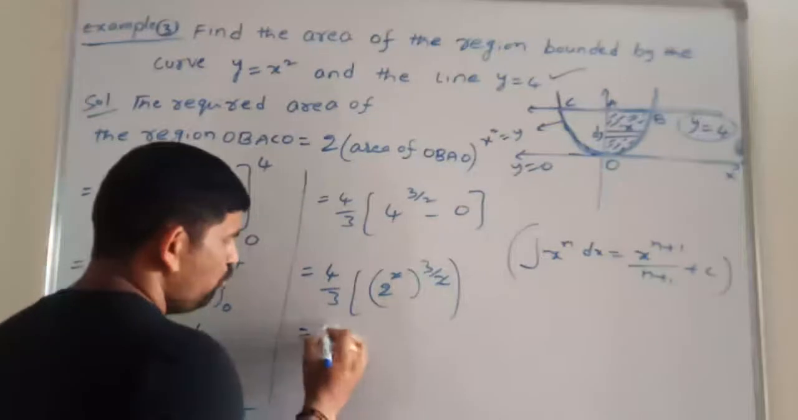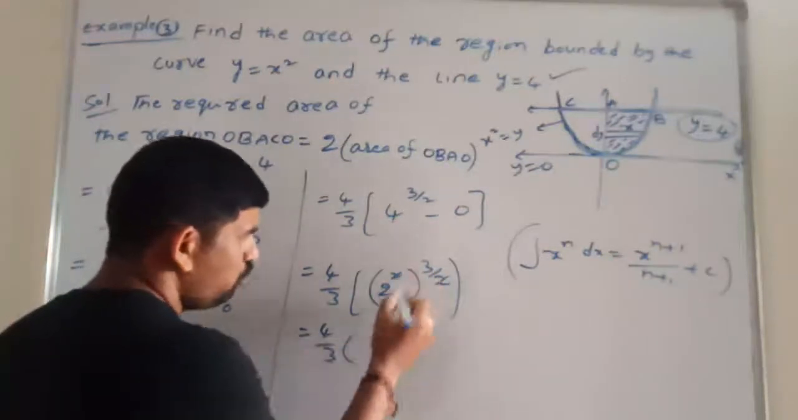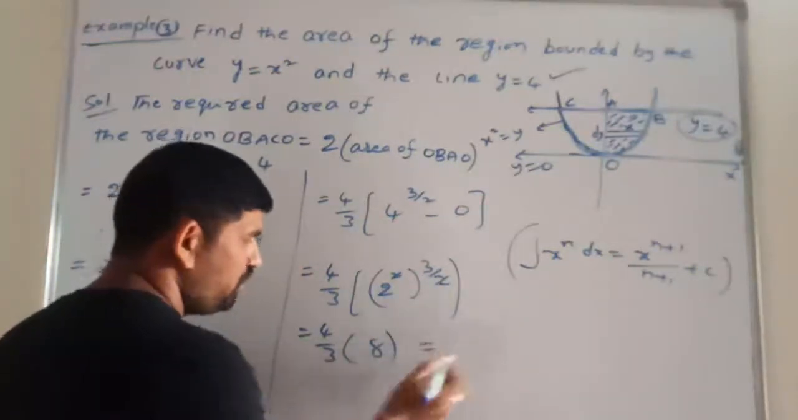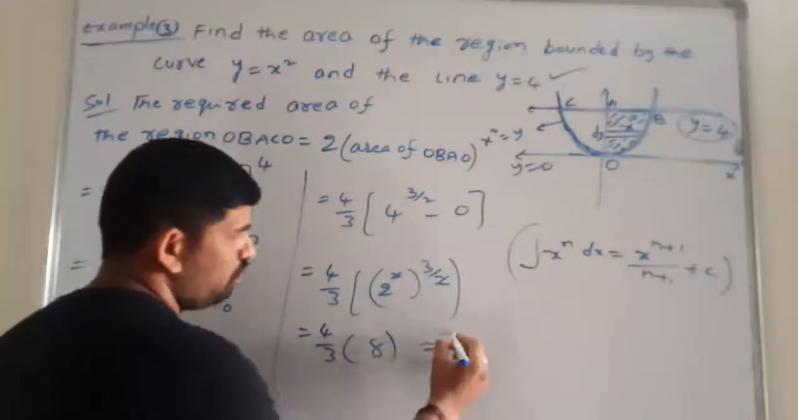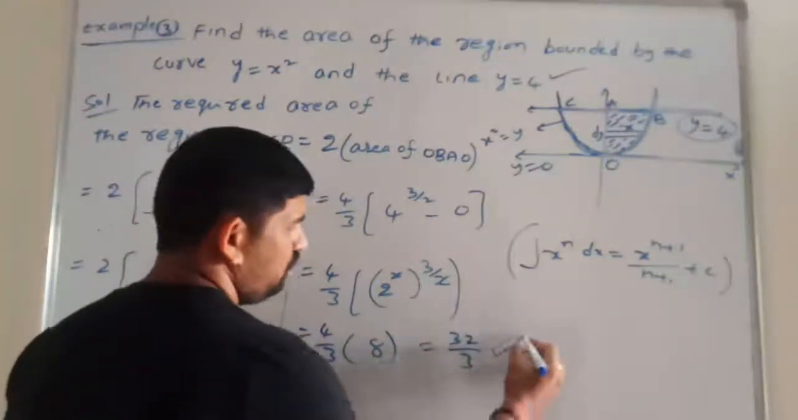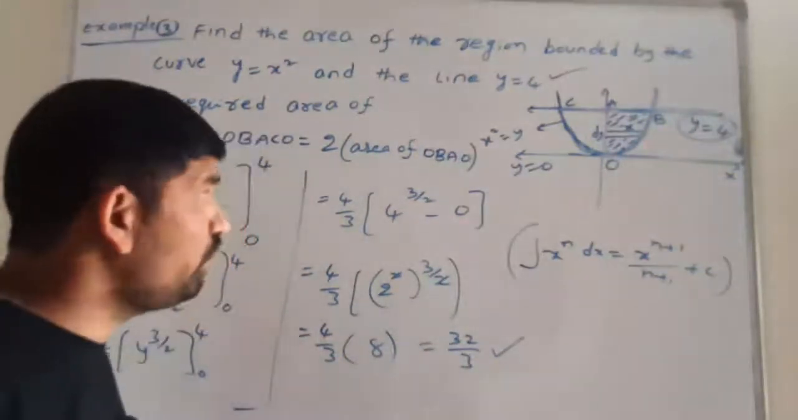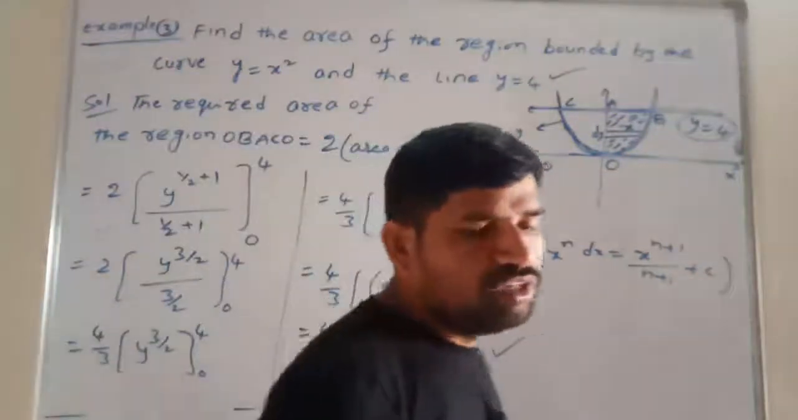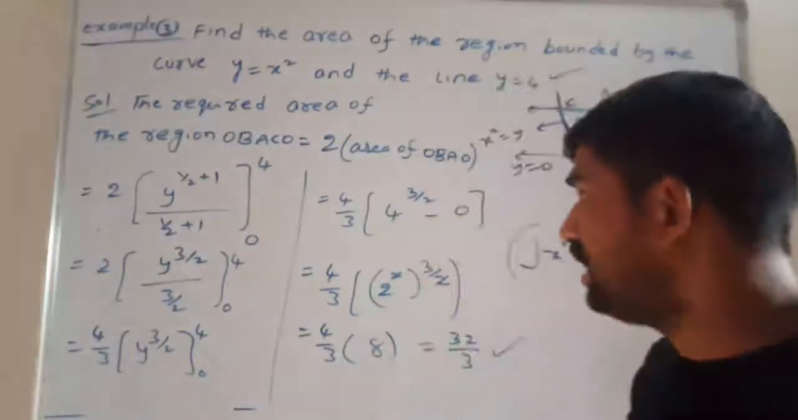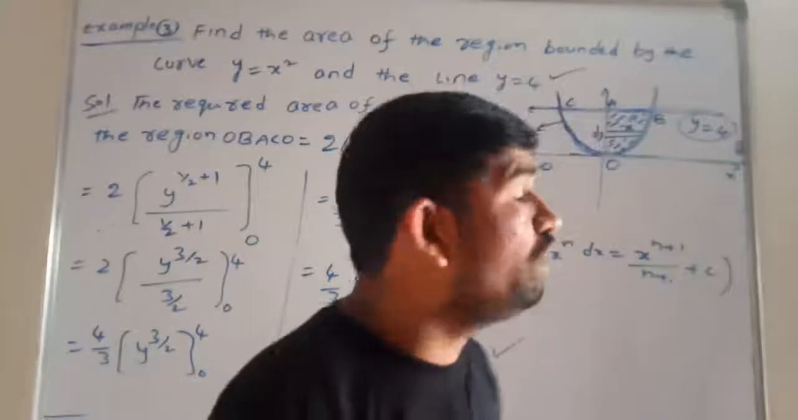Yes, 4 by 3 into 2 cube, which can be written as 8. So we know that 8 into 4 is 32. Yes, 32 by 3. This is the way we are going to complete the solution. Okay, so I think you are going to understand the classes.